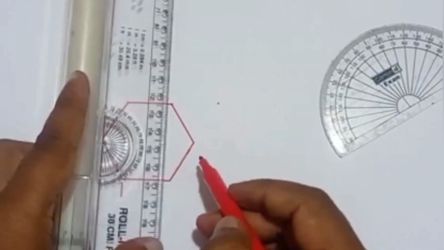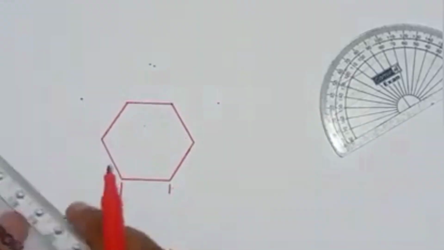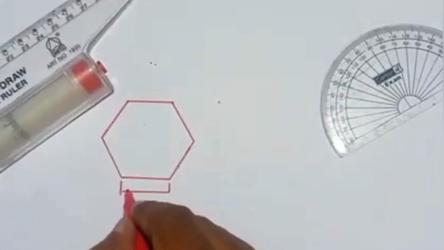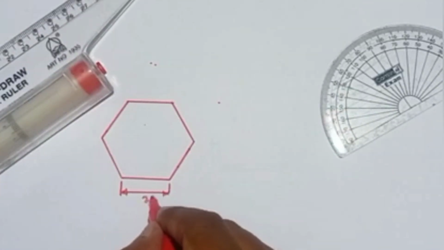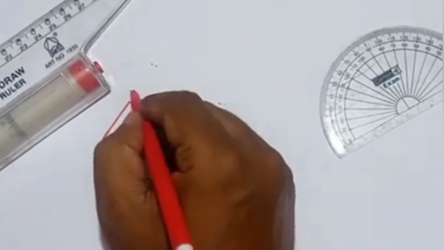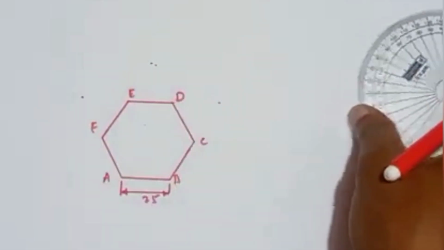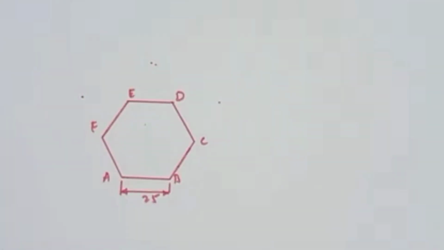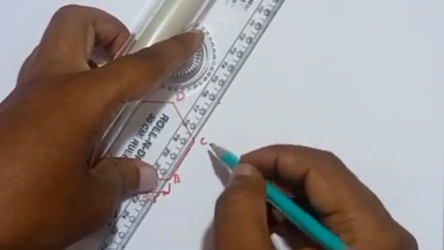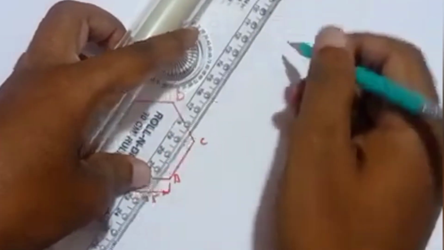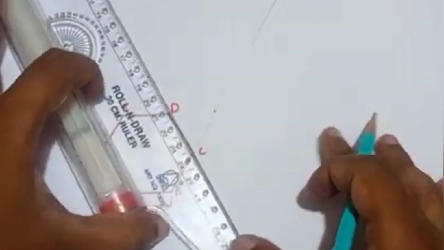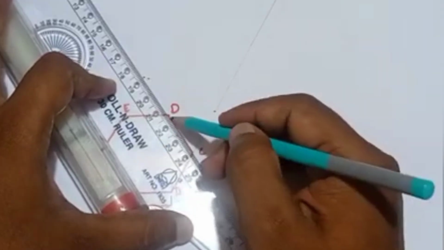Now show the dimension for one side. So for one edge we are showing the dimension of 25 mm. We can give the naming as A, B, C, D, E, F. So the peripheral length is already found: 25 mm into 6 sides. We'll be extending these lines. Not like this, this way we have to extend.